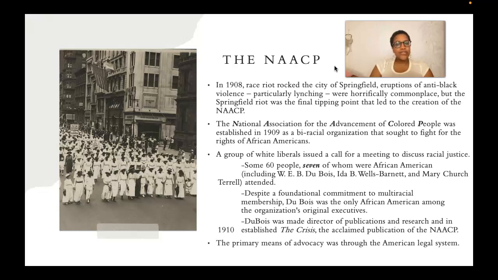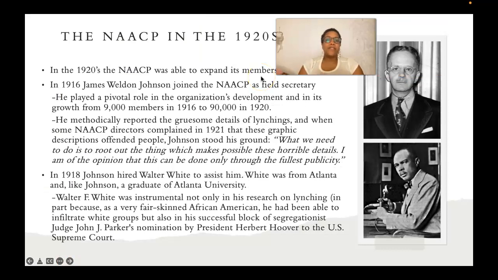And in addition to nonviolent protest and demonstration, we also see the primary means for advocacy being through the American legal system. The NAACP was able to expand its membership largely based upon their campaign against Birth of a Nation. But in 1916, you have James Weldon Johnson joining the NAACP as field secretary. James Weldon Johnson is pictured bottom right. He was the one who wrote the song Lift Every Voice and Sing, which is often considered to be the African American or the Black national anthem.